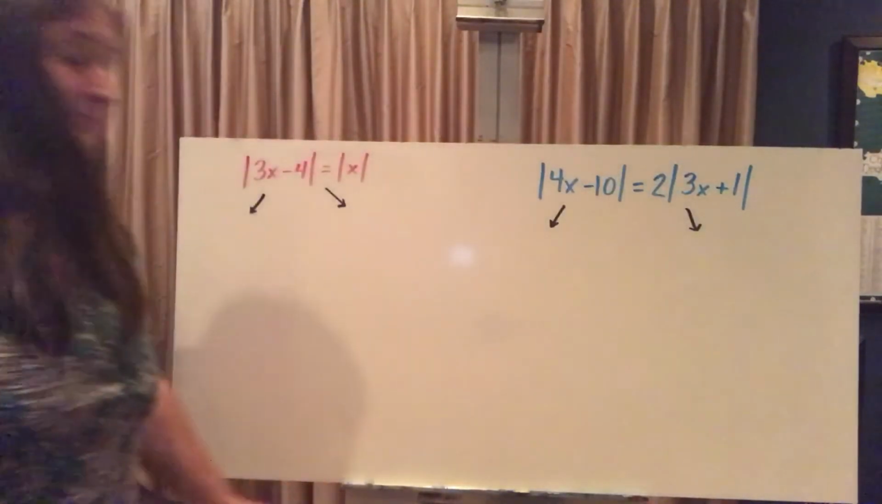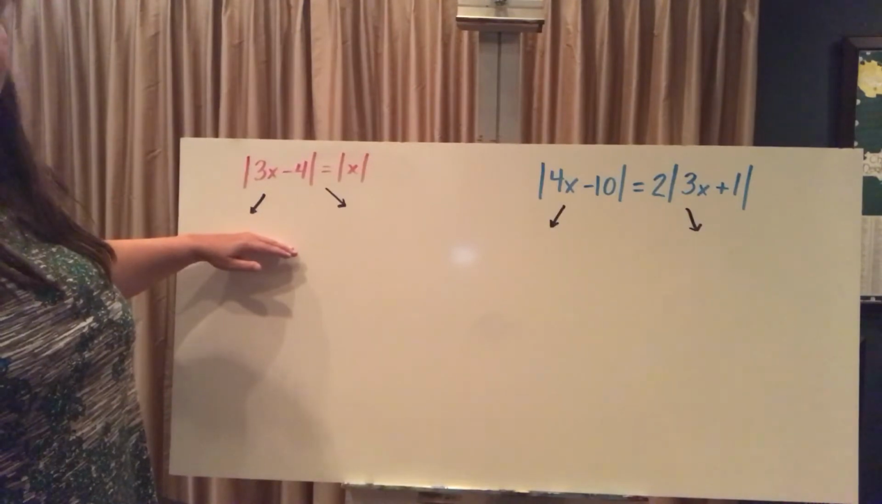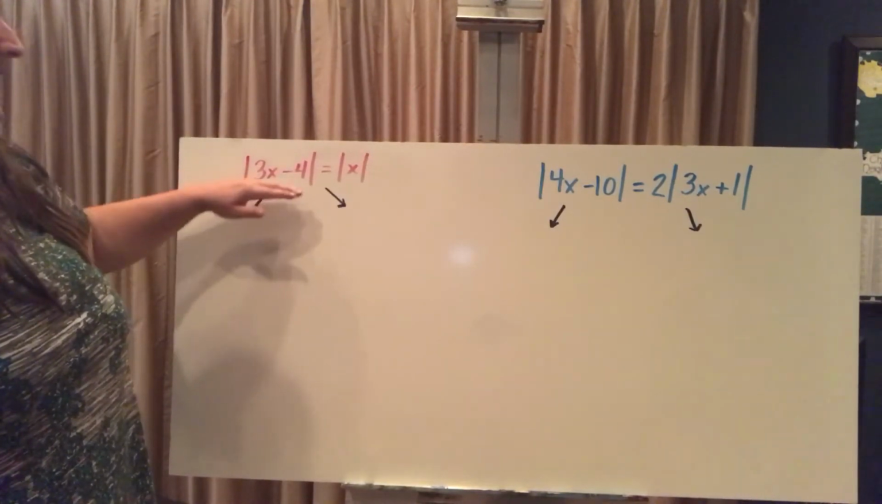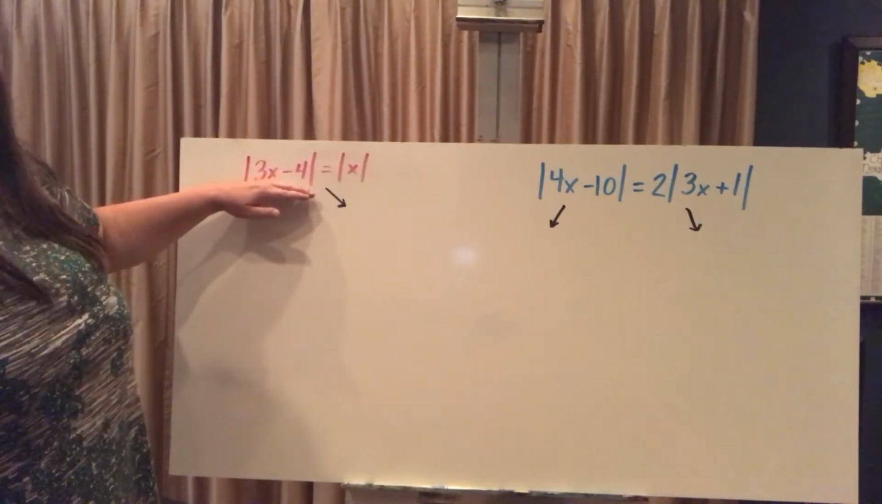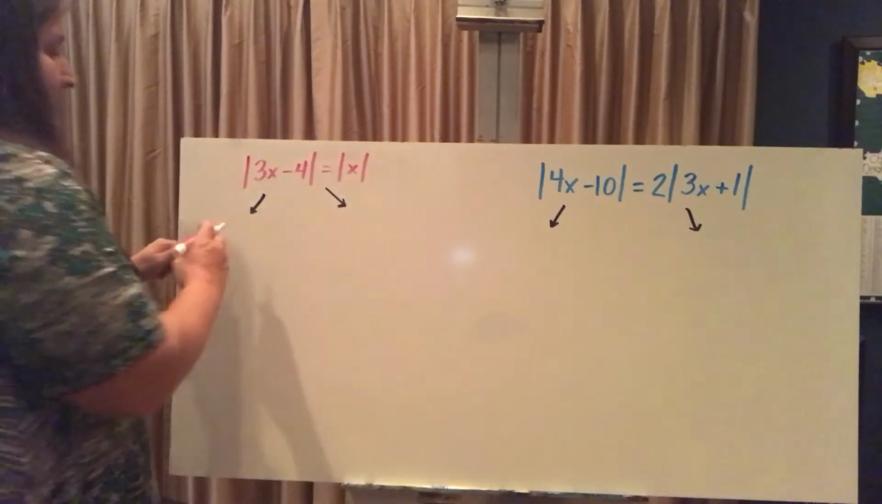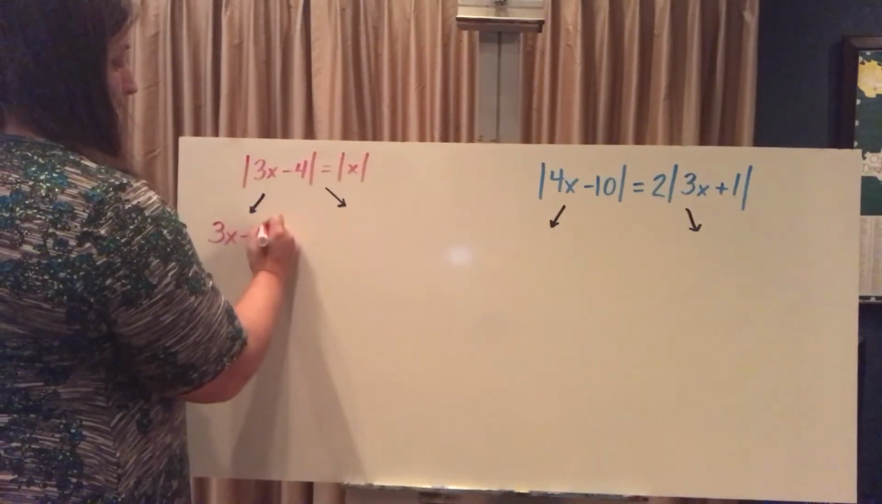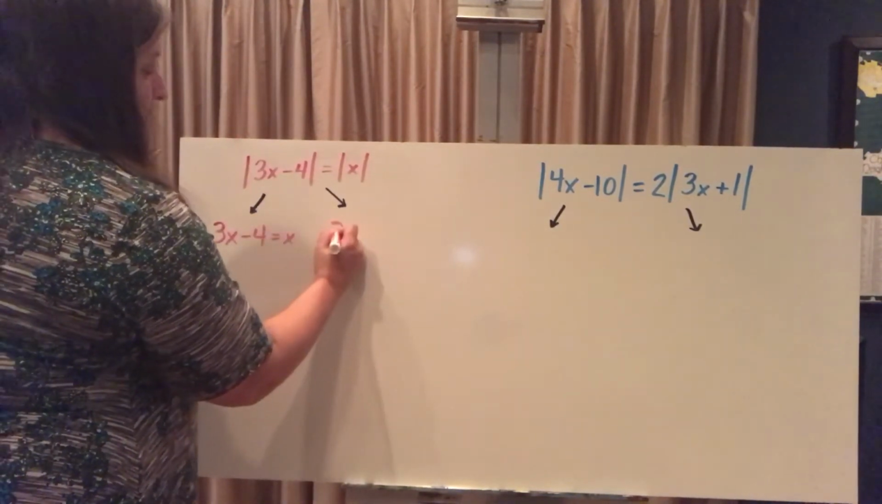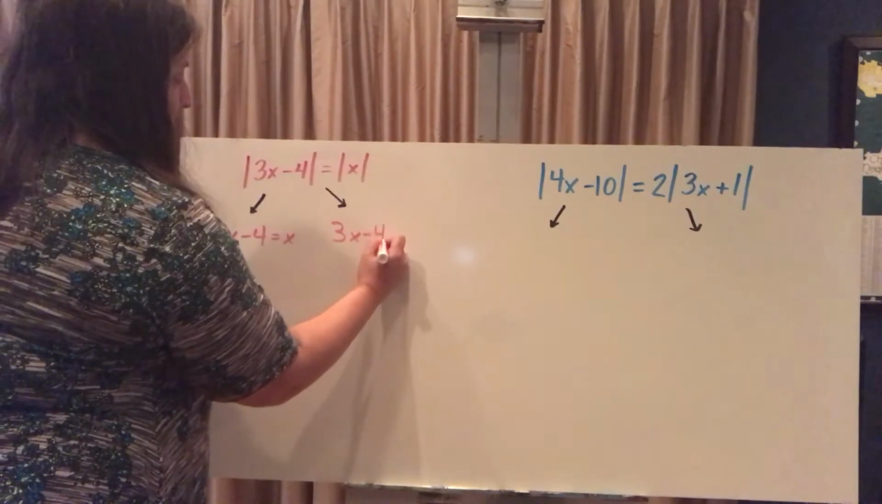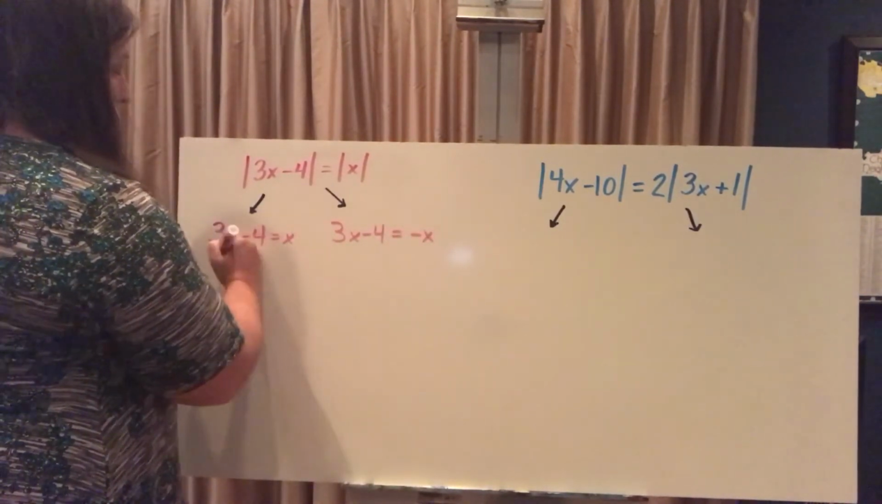All right, let's try 2 more. Sometimes our absolute value equations are going to have more than one absolute value. In this case, I've got the absolute value of 3x minus 4 and the absolute value of x. It doesn't matter that there's 2. I'm going to solve it the same way. I'm going to set up 2 equations: 3x minus 4 could equal x, or 3x minus 4 could equal negative x.